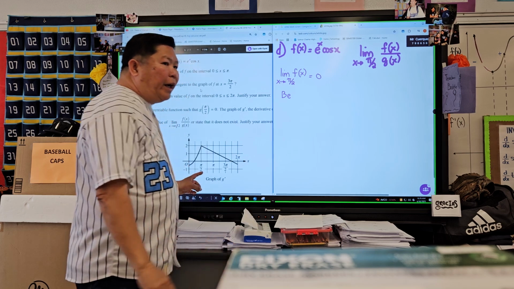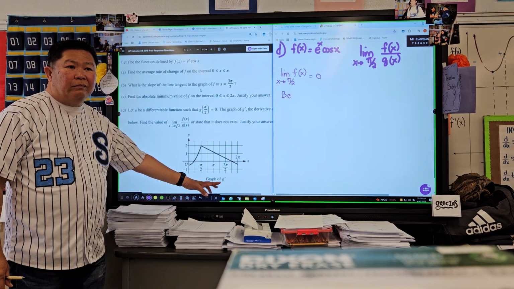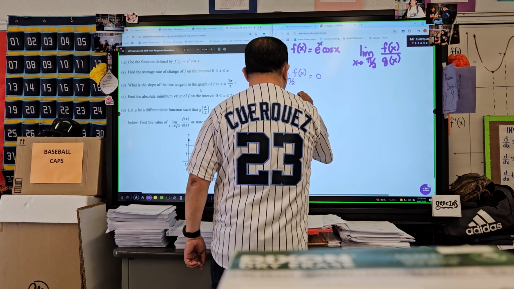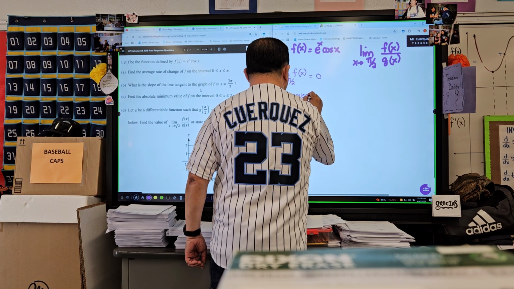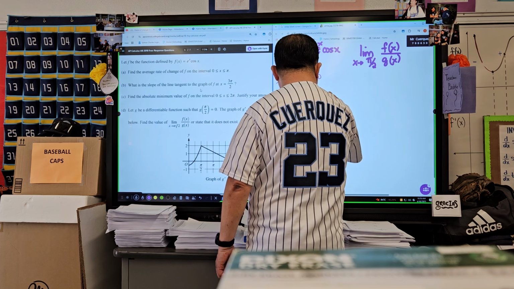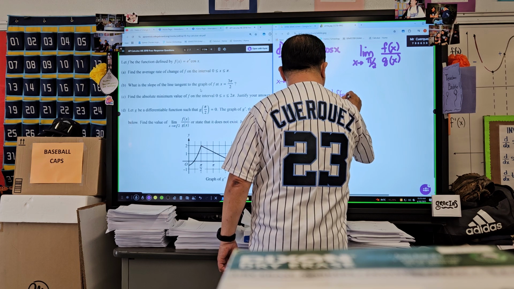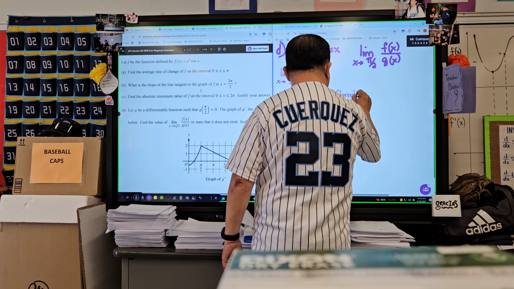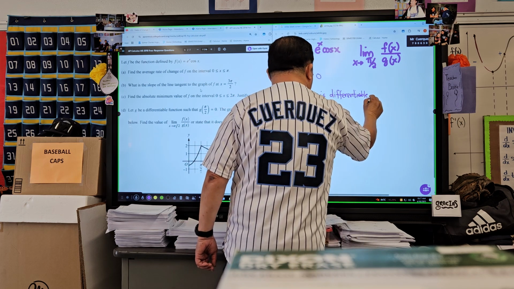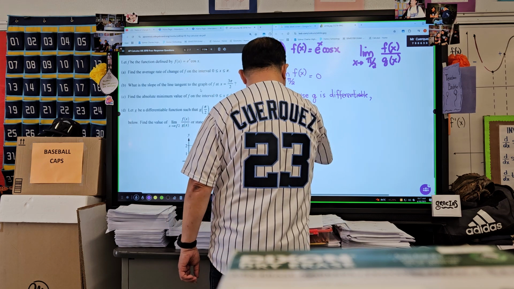Why do you think I said g is differentiable? Because this is g prime, right? I tried and I was like, that's not. They said I wasn't. I don't remember. And g is continuous.